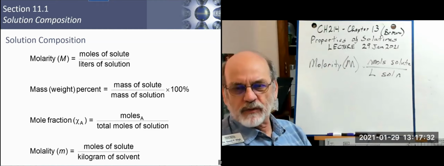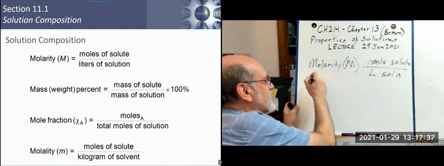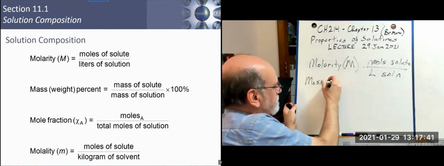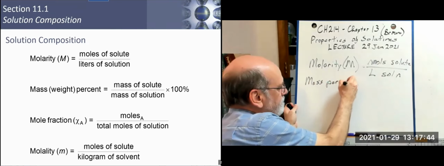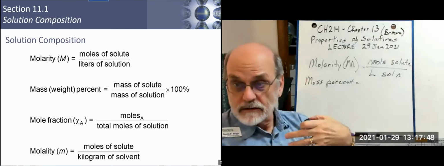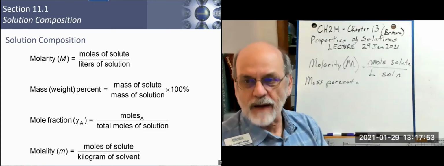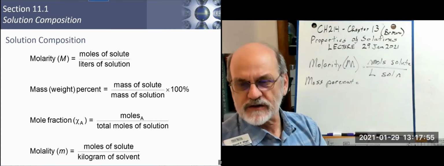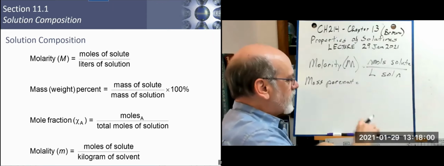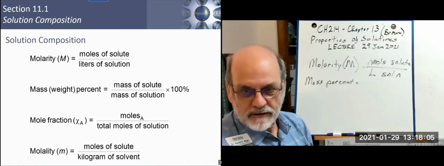Another common way of expressing concentration is mass percent. Okay? So mass percent follows a standard of expression that's common to percentage. Percent just means parts per 100. Okay? So if we have 1%, it would be 1 part per 100 parts.